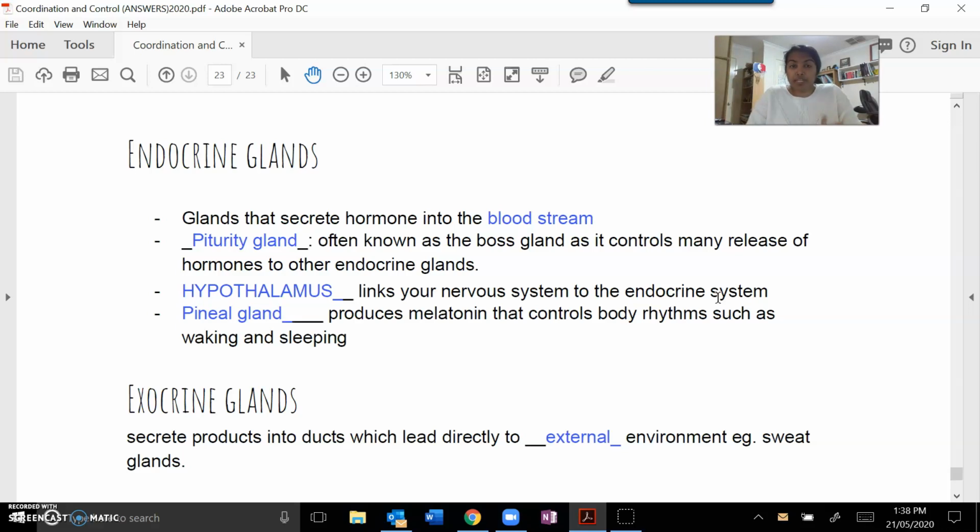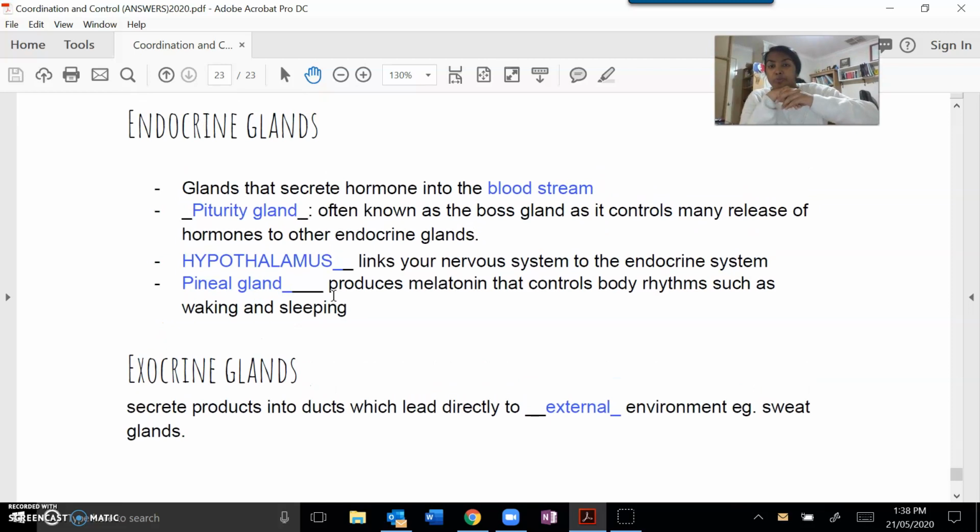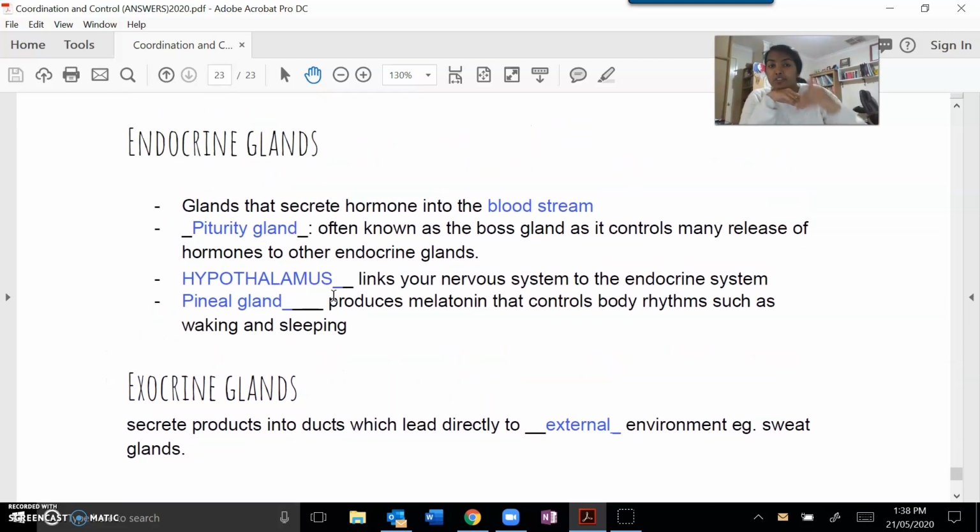Some glands are the pituitary gland, hypothalamus, and pineal gland. The main gland you need to know is the hypothalamus, because that's in your brain. The hypothalamus is linked to the nervous system, because it's in your brain, obviously, and the endocrine system. And the hypothalamus is a very important gland in your body that does a lot of things. The main thing you should know is that it secretes hormone into the bloodstream, and be familiar with the hypothalamus. So endocrine glands release it into the bloodstream.